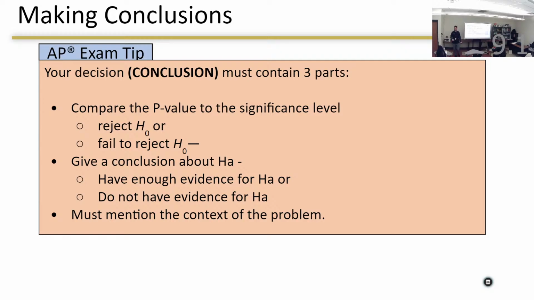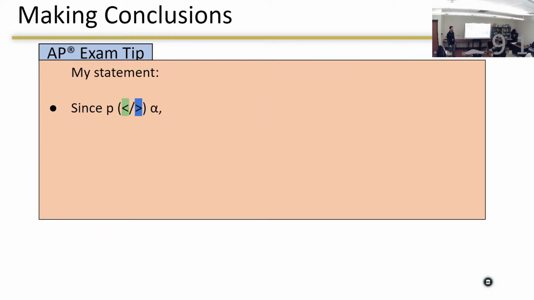Let me give you one more hint. This is the hint that I gave about 3 years ago. This is my conclusion. Some do it in bullet points, some write it out in sentences. I don't care, you just got to get those 3 things in there. Since p is less than alpha or greater than alpha, one of those 2 things, that's what I'm going to say.